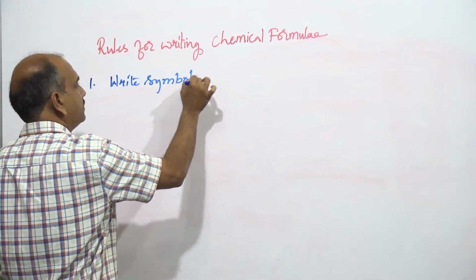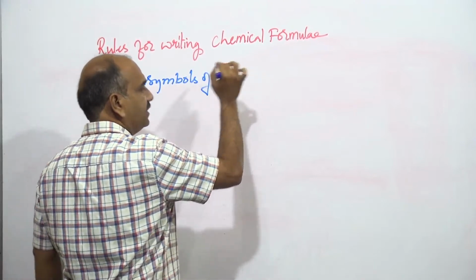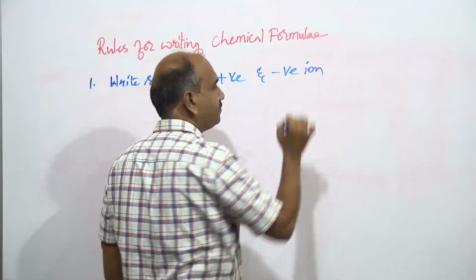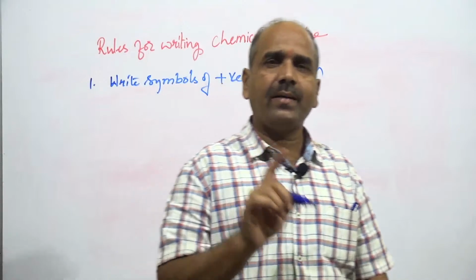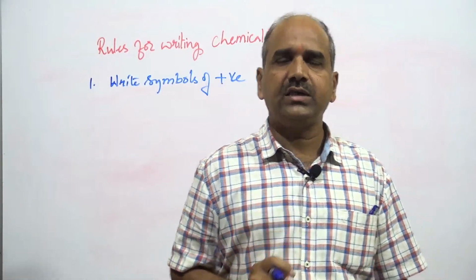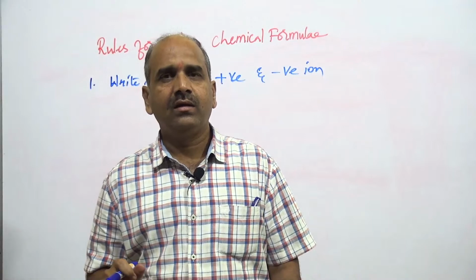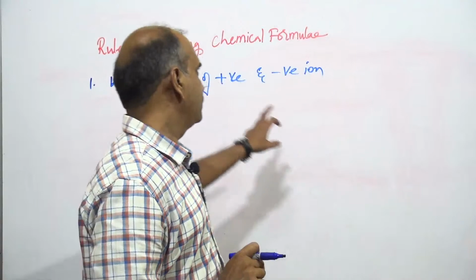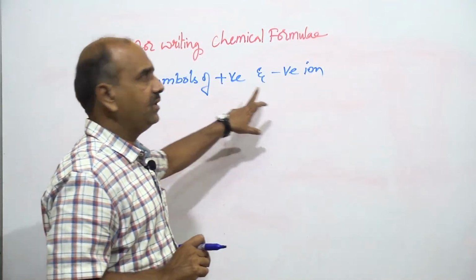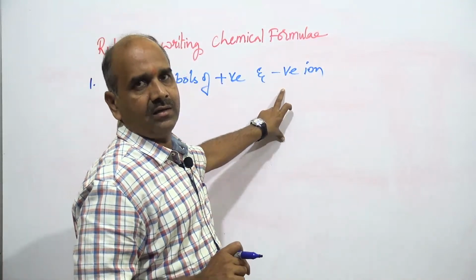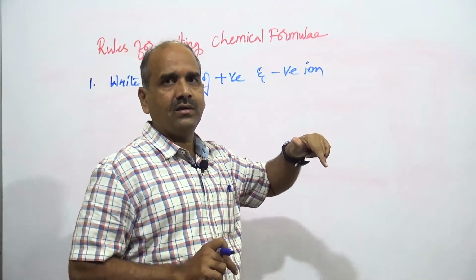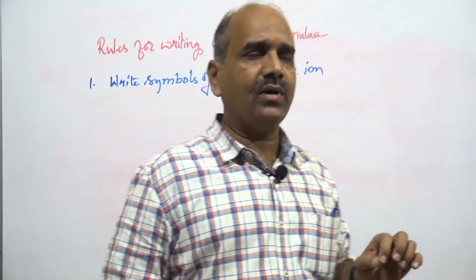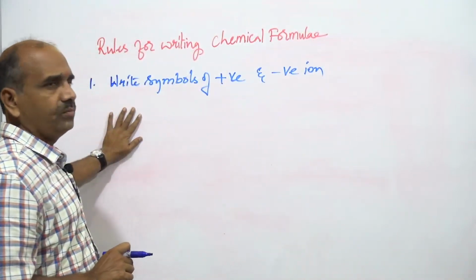Writing symbols of positive ion, that is cation, and negative ion, that is anion. Magnesium, capital M, small g. Calcium, capital C, small a. Carbon, capital C. Boron, capital B. So those all are cations. Similarly, Cl minus, that is capital C, small l, that will be chloride. Capital B, small r, bromide. Okay, so those symbols you should be writing.